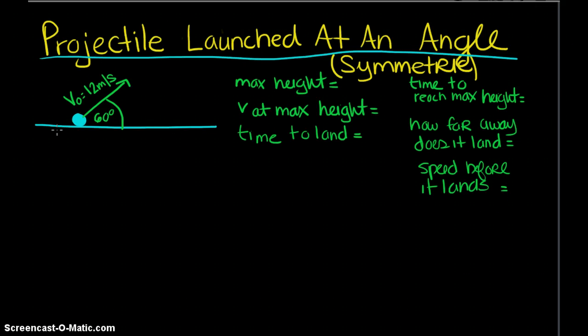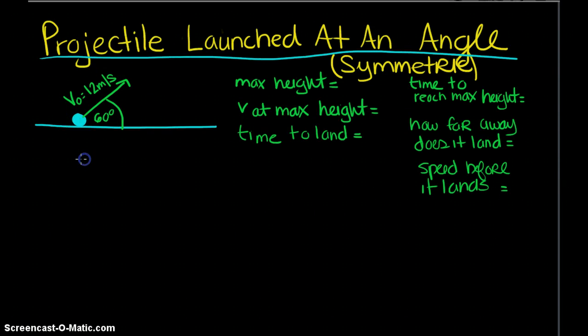And so we need to find, well, we can find a lot of things. Maximum height that the ball reaches, the velocity at maximum height, the time it takes to land, the time it takes to reach maximum height, how far away does it land, and the speed before it lands. The first thing that we want to do is resolve this vector at an angle.